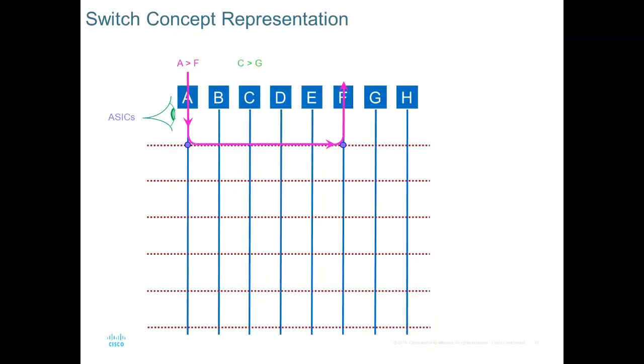Another frame hits the switch, C to G, comes in, uses a different backplane to make the connection. This allows for multiple connections to occur simultaneously within the switch. E to G. Now, G is currently in use with the previous frame, so it will buffer the content until G is free, and then it'll make a connection to port G and forward that EG frame out. And it'll just alternate between the traffic for port G, putting a frame in and out as required.